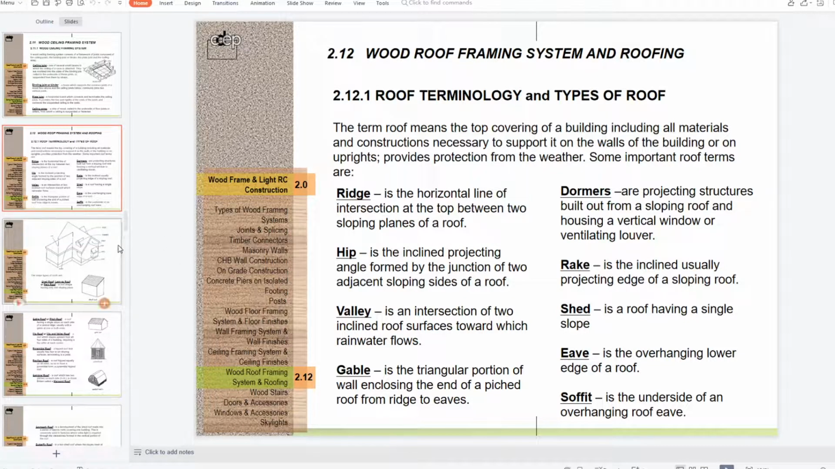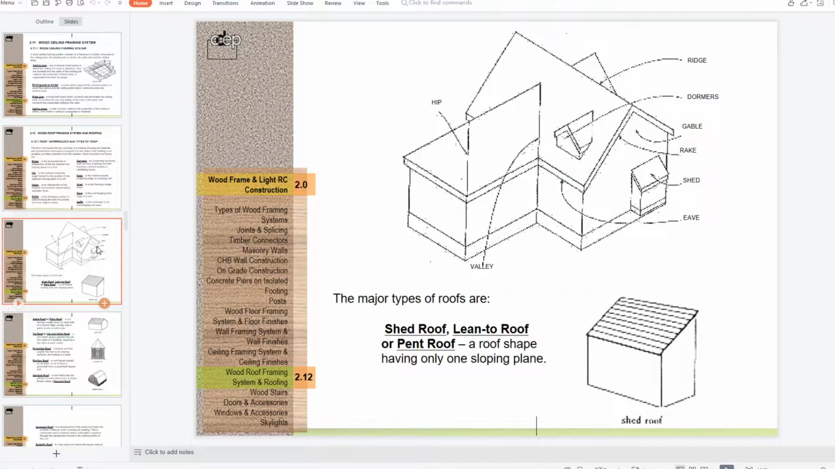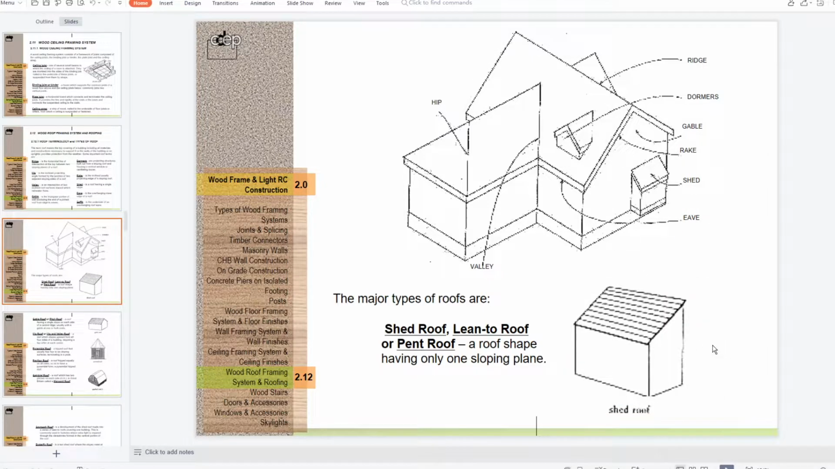types of roof. So meron kitang shed roof or lean-to roof, or also known as pent roof. So it is a roof shape having only one sloping plane. Medyo sikat ni siya sa mga klase sang roofing, sa most of the modern design sa mga residential. So kalabanan shed roofing siya.